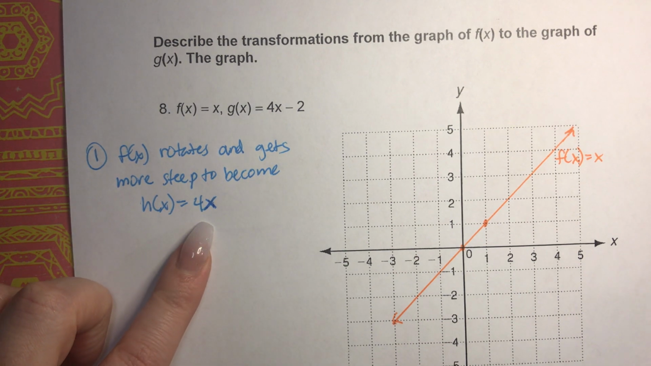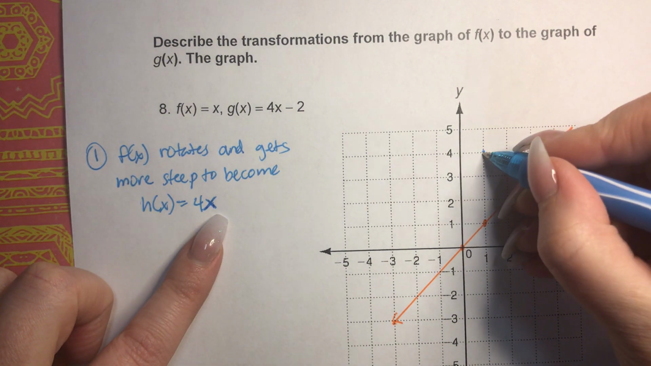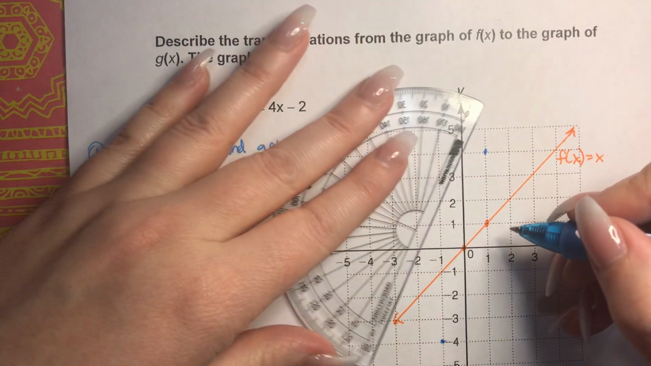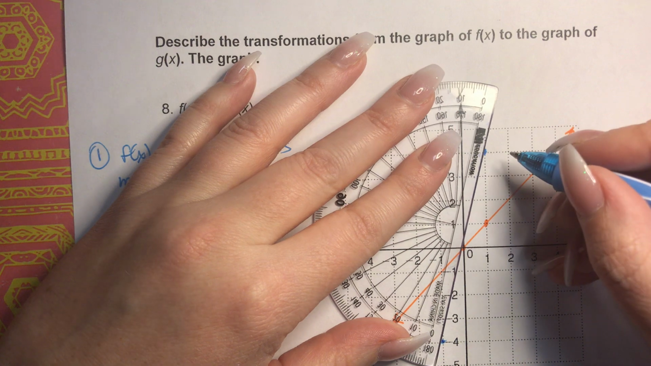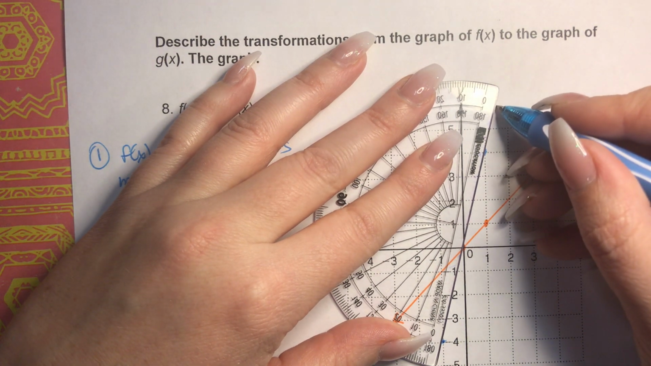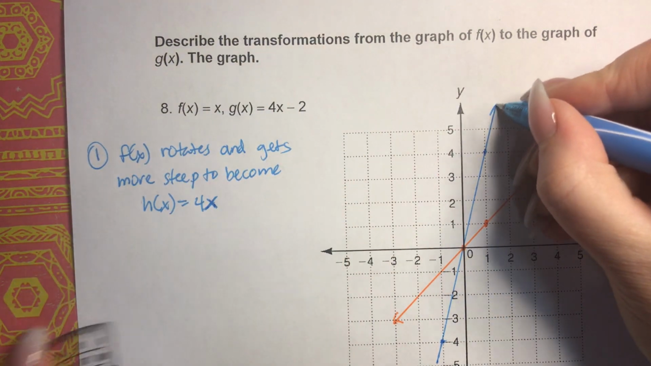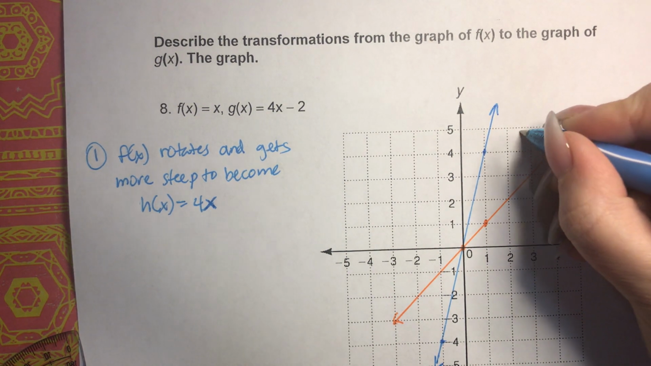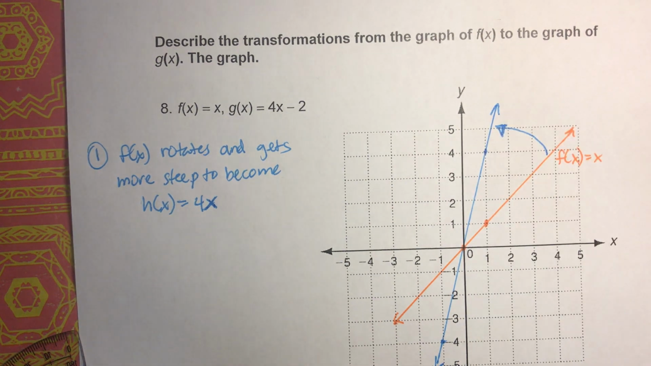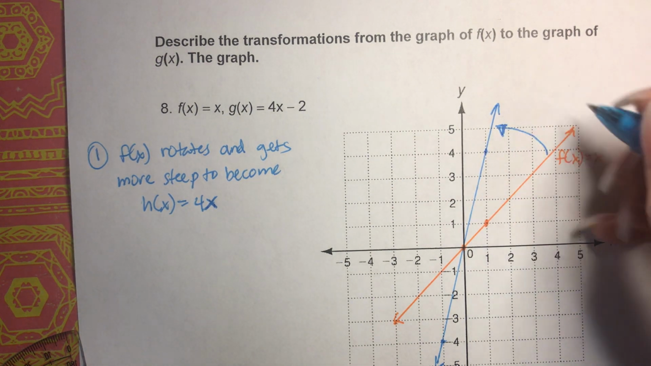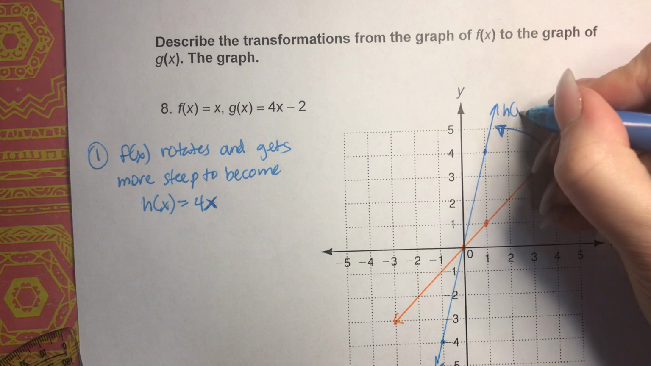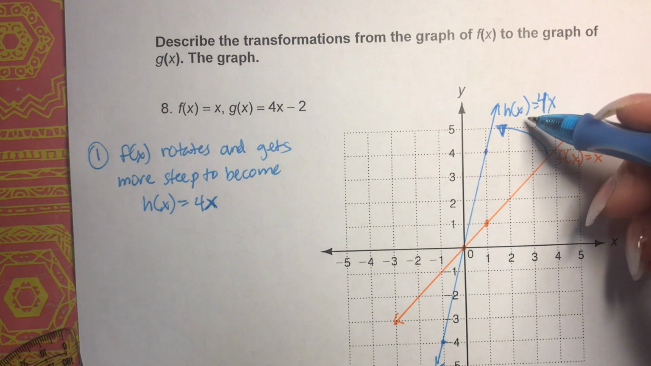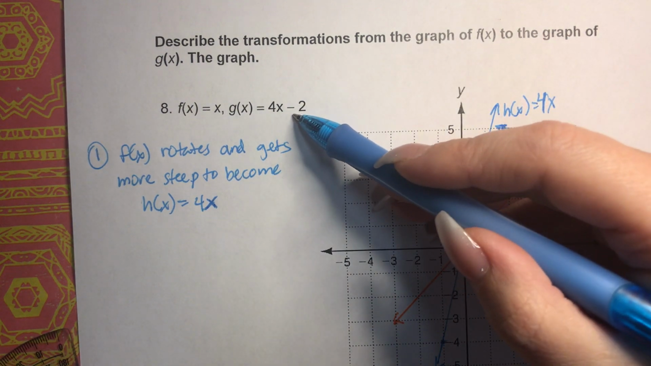So I'm going to go ahead and graph that. My y-intercept is 0, and then it just goes up 4 over 1, down 4 over 1. I'm going to go ahead and graph that line. So this is my first transformation, the rotation. This line rotates this way and becomes that right there. Okay, so we start here. That's the first thing, going to h of x equals 4x. Then what happens from h of x to get g of x?